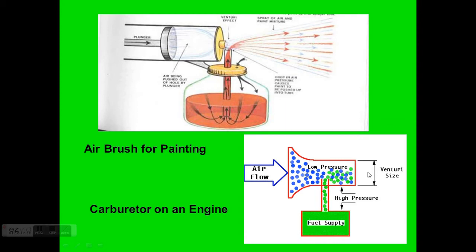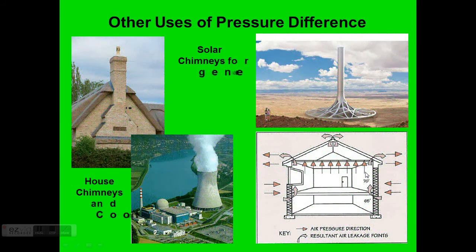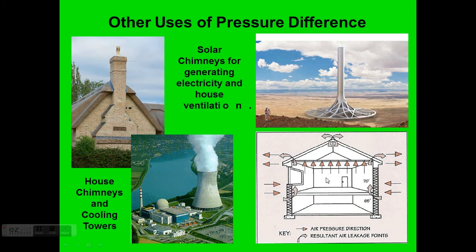Here are a few more examples where we use pressure differences in everyday life. Here's a chimney on a house. At higher altitude, there's less pressure at the top of the chimney than at the bottom. Air is just naturally going to want to flow up this chimney. So when you light a fire, the smoke goes up the chimney. This is something that's in conceptual form right now.